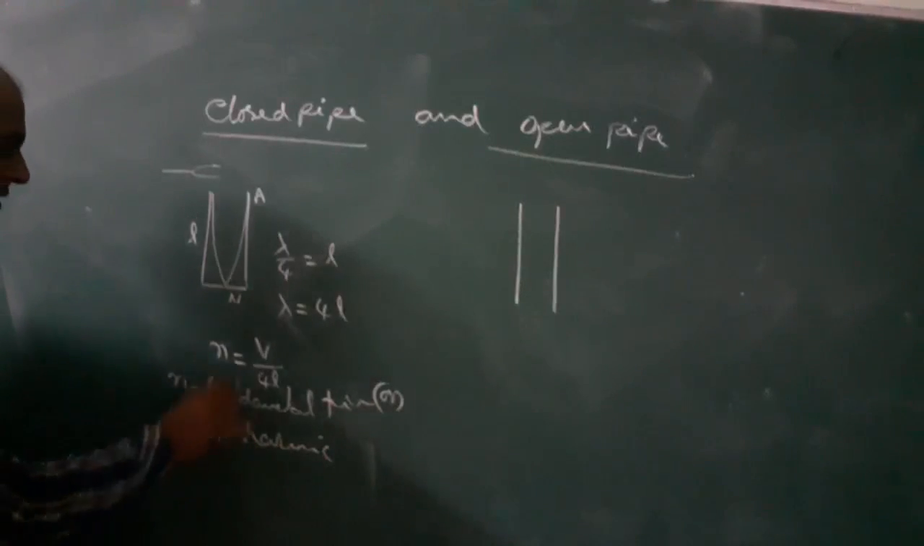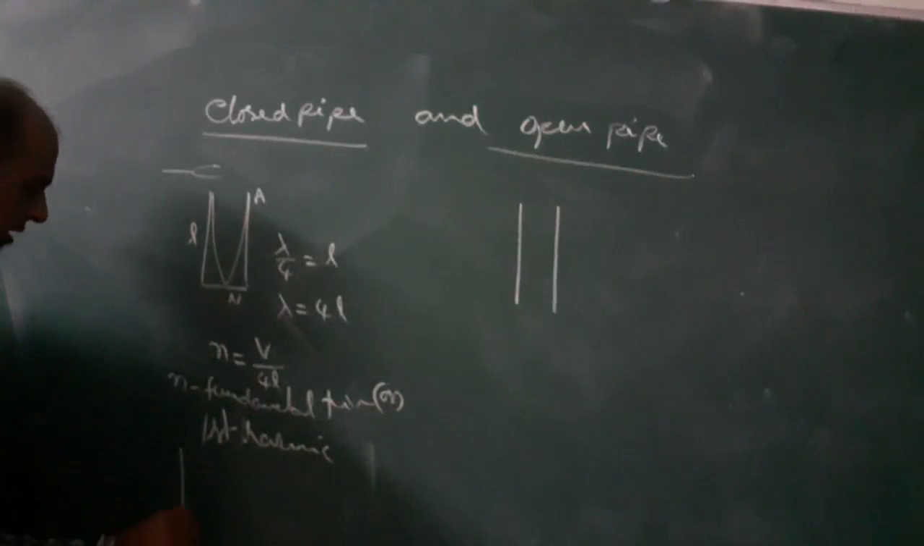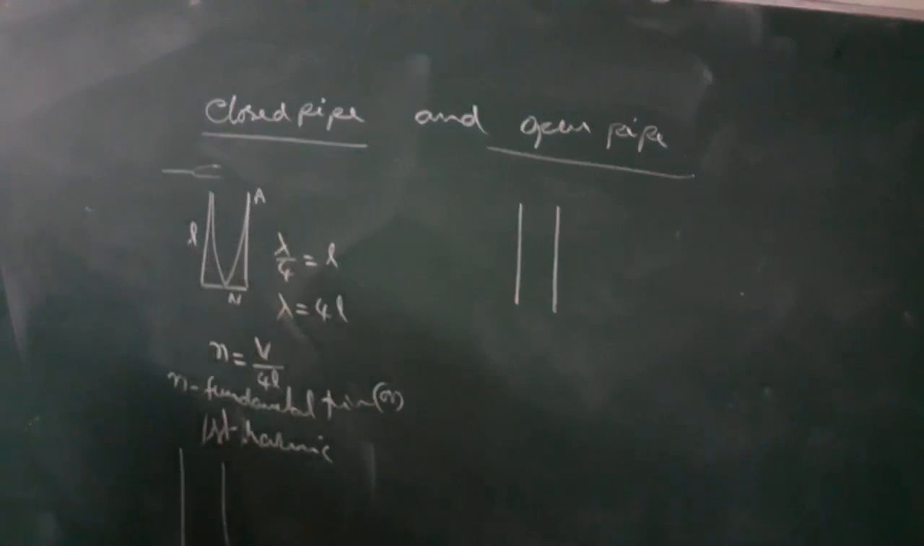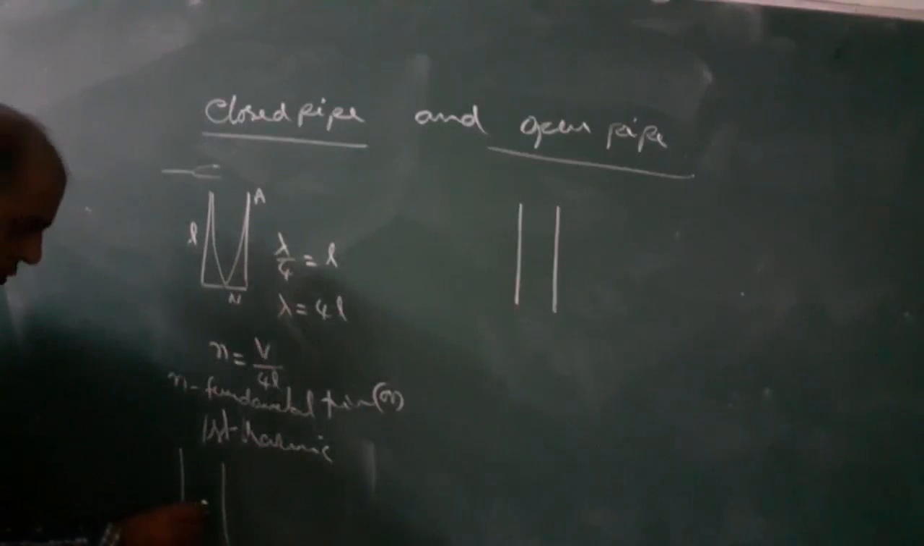Next time, the air column can vibrate. In the closed pipe, the air column can vibrate with 1.5 loops.